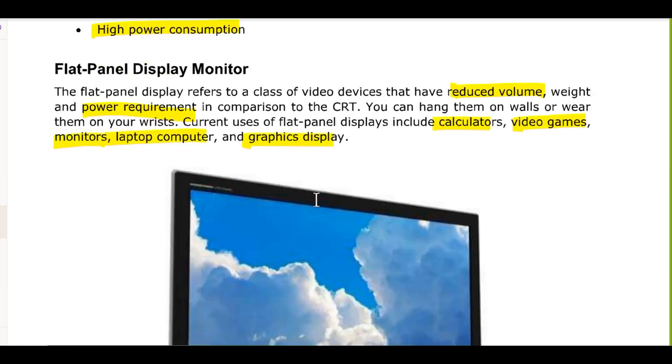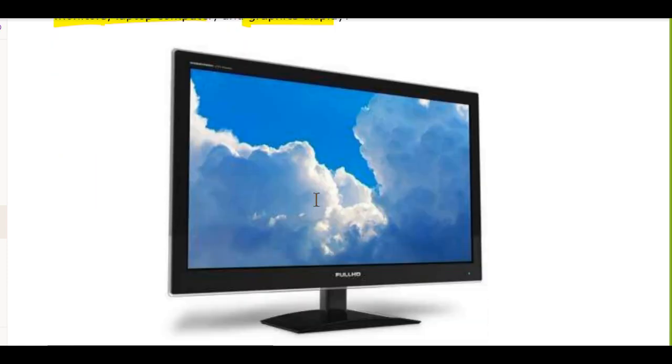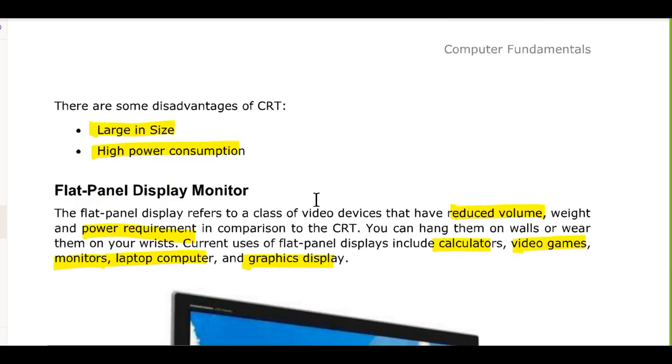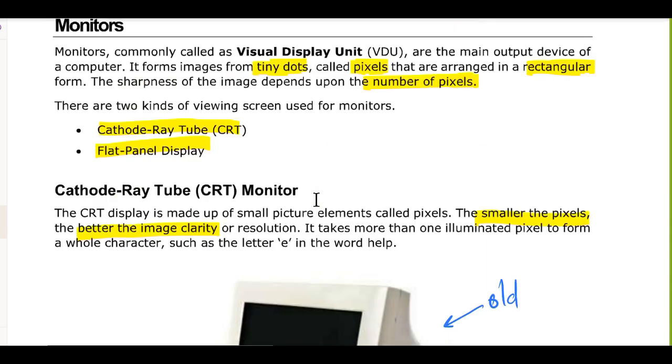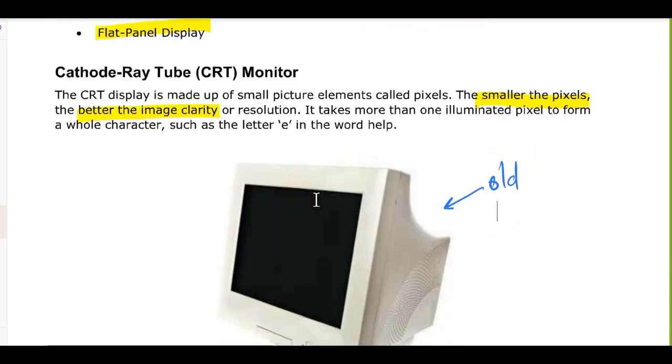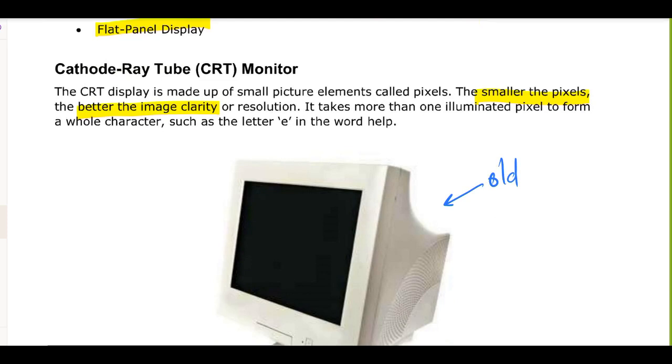The most common ones nowadays are these ones. They are called flat panel display monitors. We just look at each one of them. The difference between these two is that one of them has better quality images than the other. The image is formed by having many pixels that are illuminated to form the screen.